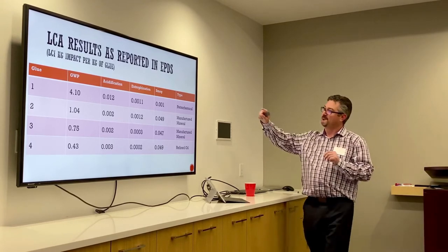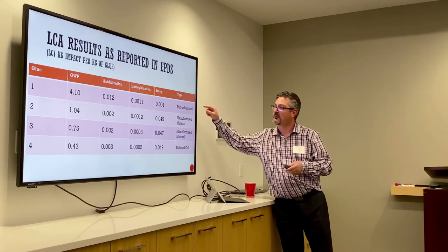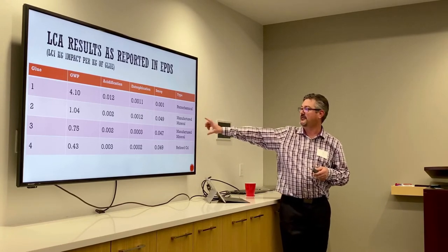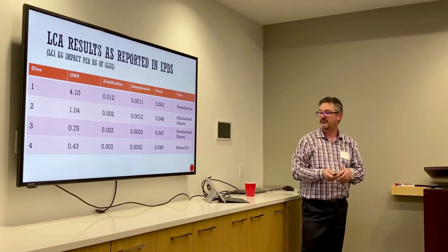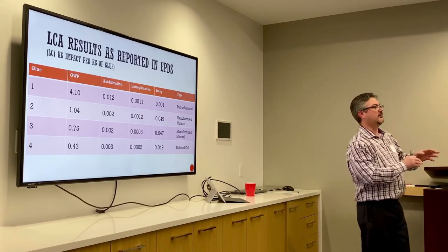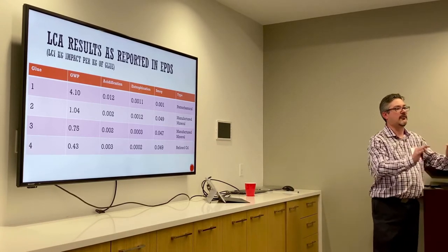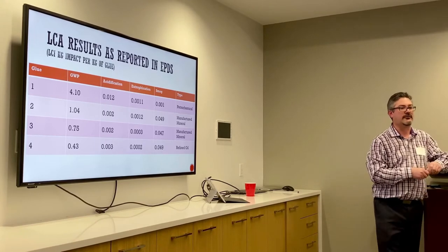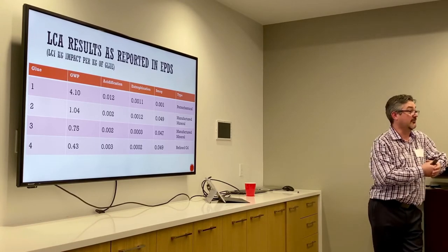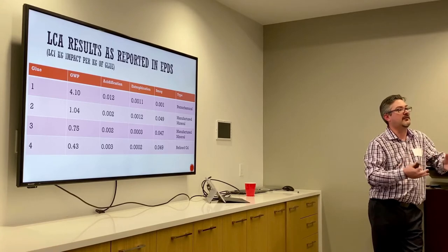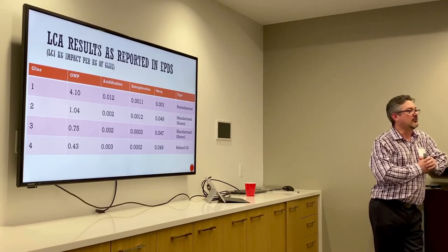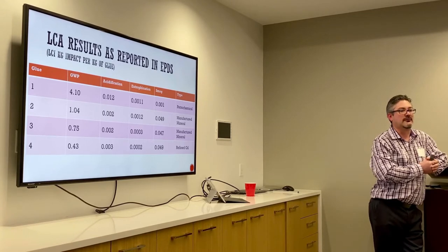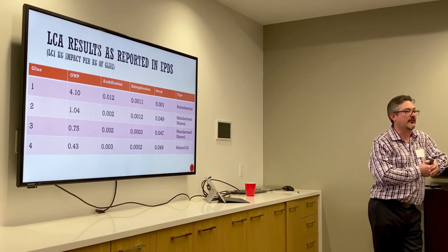Now glue number one is a petrochemical basis. These two are manufactured minerals, and then this final one is a refined oil. So because we're all here and focused on embodied carbon and familiar with EPDs and how they work, of these glues, which are the glues that you would be most interested in using? This is the interactive part.